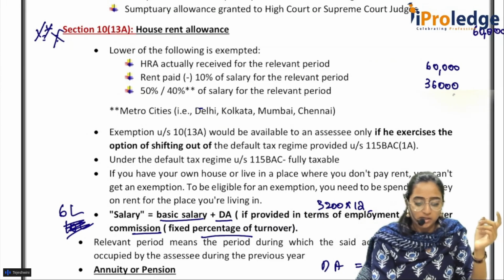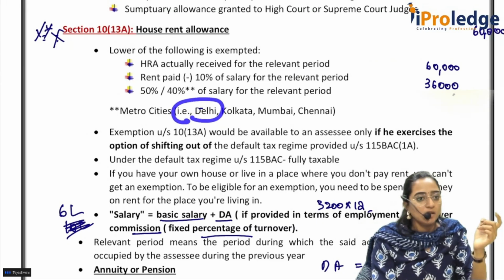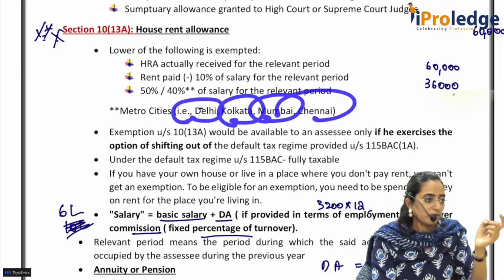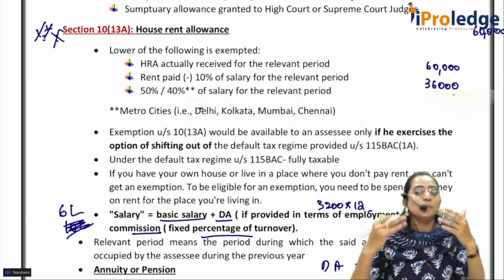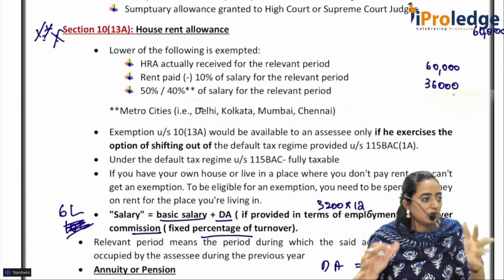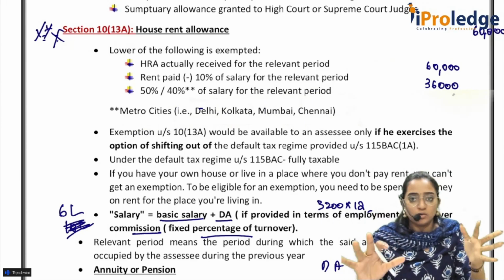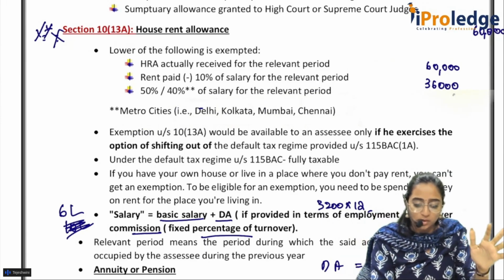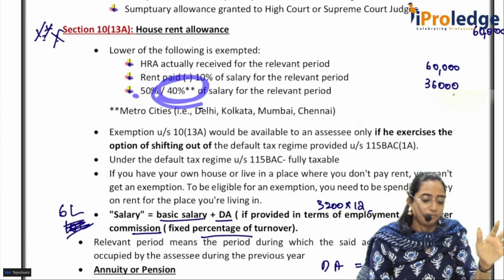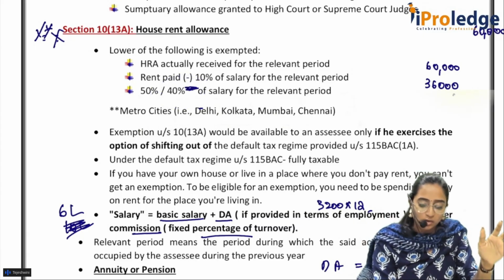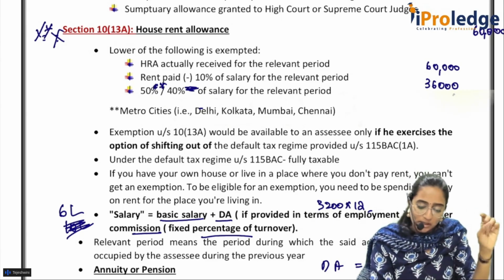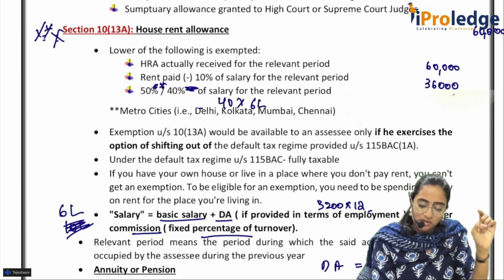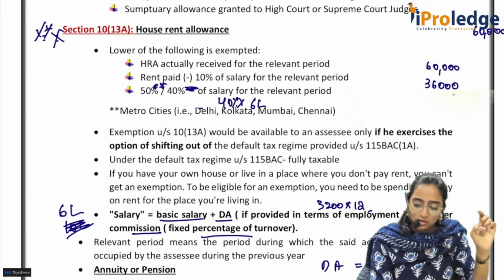50% for metro city: Delhi, Kolkata, Mumbai, Chennai. These four are metro cities. Apart from that, any place, Kanpur, Surat, Gujarat, Bangalore, Mysore, whatever it is, it's going to be 40% only. So now 6 lakh multiplied by 40%. How much is it going to be? 2,40,000.